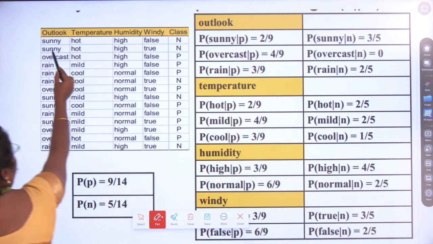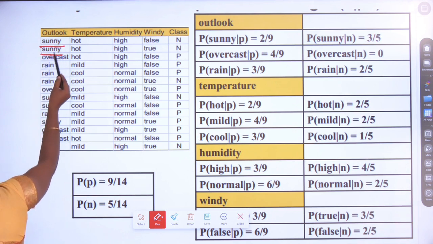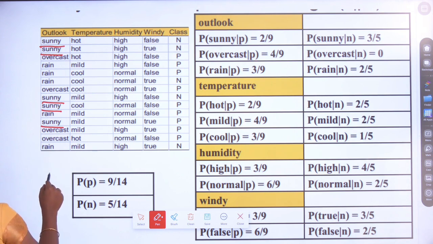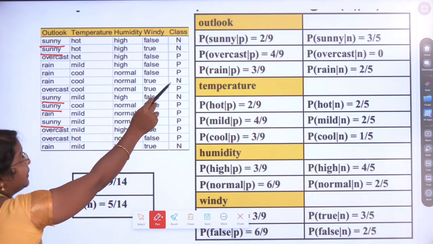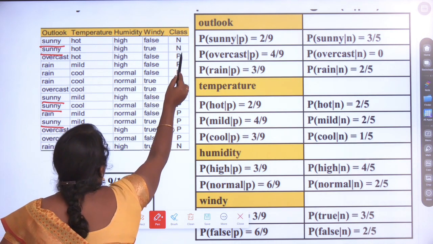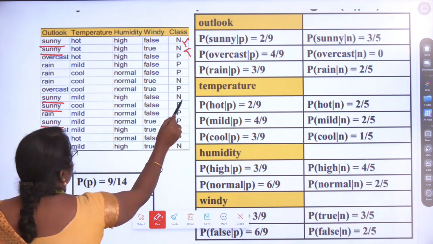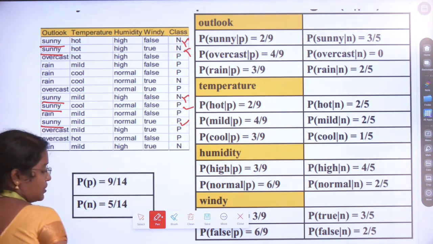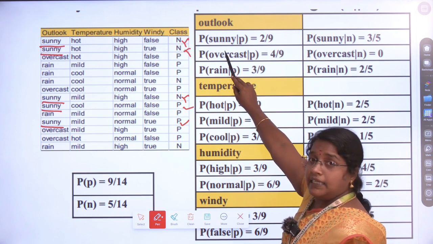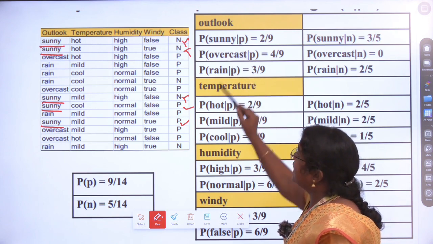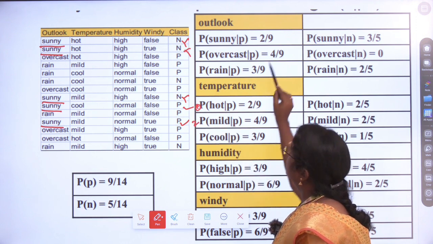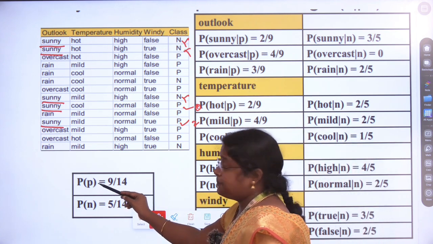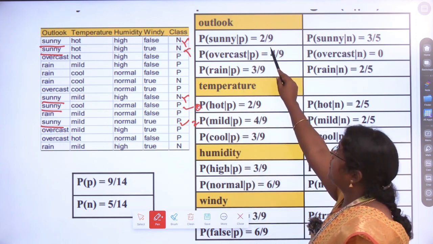For the sunny class, we have to count the number of instances: 1, 2, 3, 4, 5. So in the sunny class, again we have to check the class. What are the classes? This is no, this is no, so this one is no. For this case, it's yes. For this case, it's yes. So the probability of sunny given the yes class is 1, 2, so it is written as 2 by 9, because 9 is the total number of instances in the yes class.